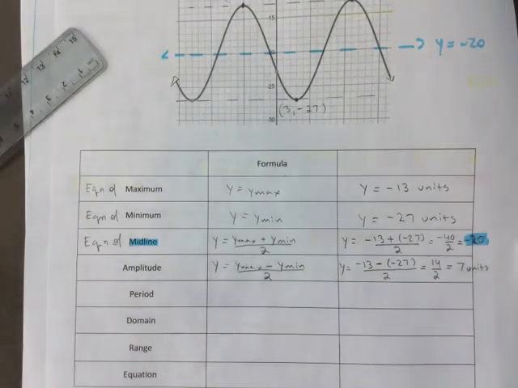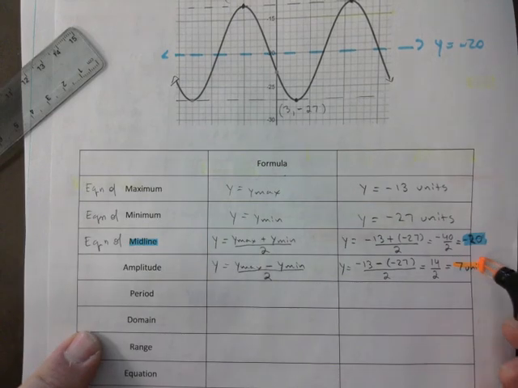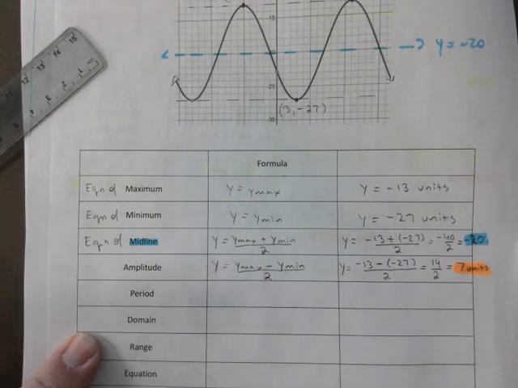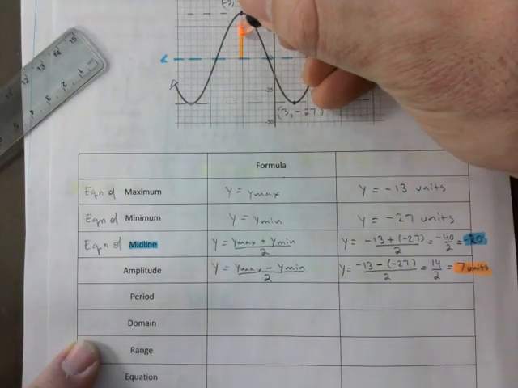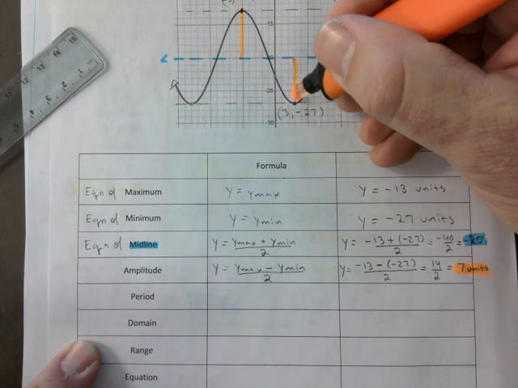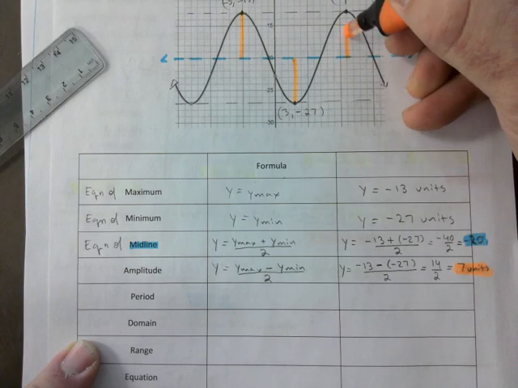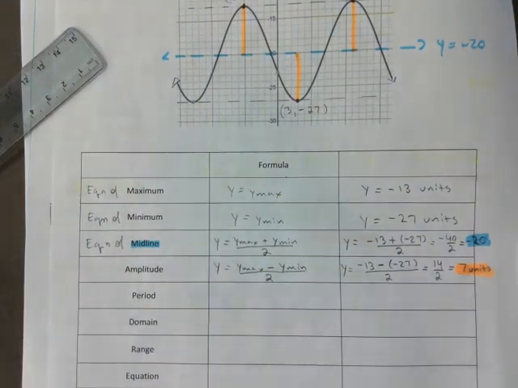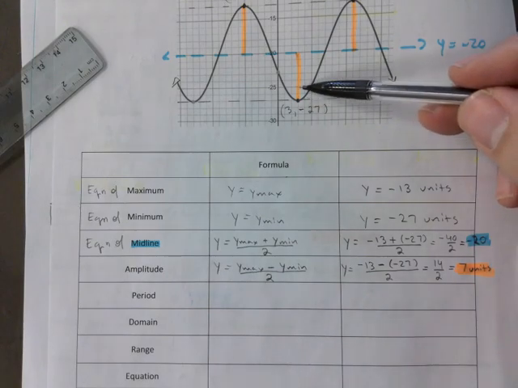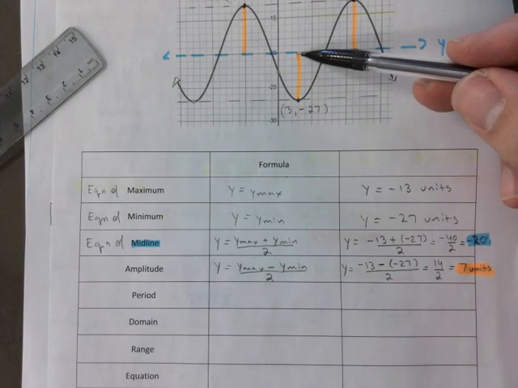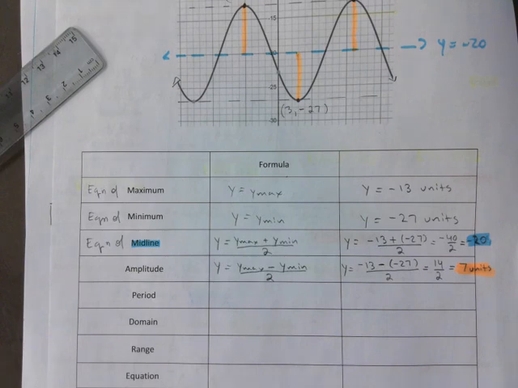And I'm going to use orange for that. I have a better orange highlighter here. I like this one more, it sticks out. So the 7 is there. And so the 7 represents this, straight to the max. You should be able to verify that by counting: 2, 4, 6, and another one that's 7. So there's your amplitude.